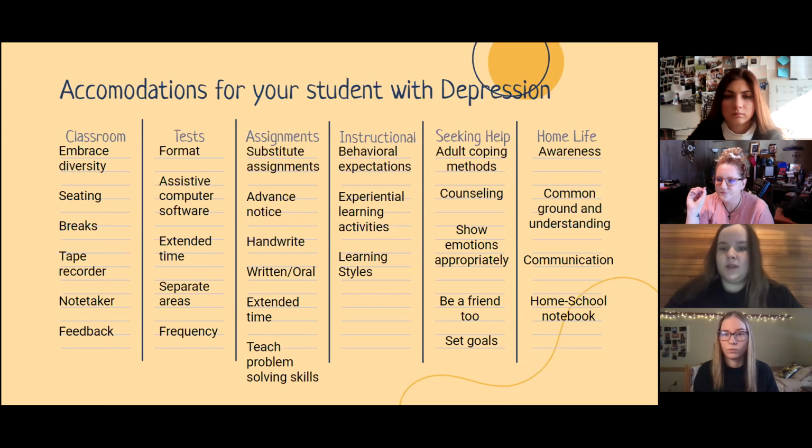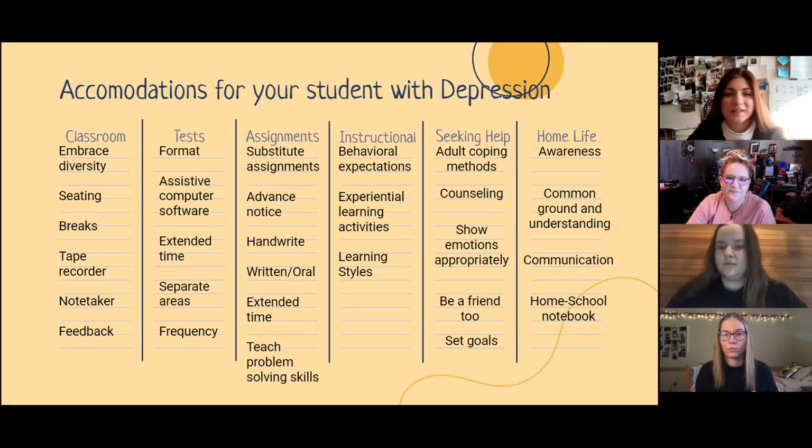And finally, for me, instructional. It's important to know, even if a student with depression was in your class or not, all students have different learning styles. So you will have to adapt to all of them so that they can have the best learning environment possible. And there's also experiential learning activities. This mostly involves music. There's a lot of research being done on how music affects people with depression.